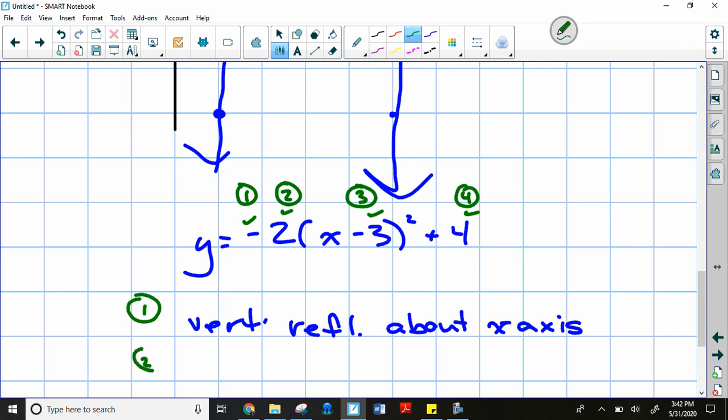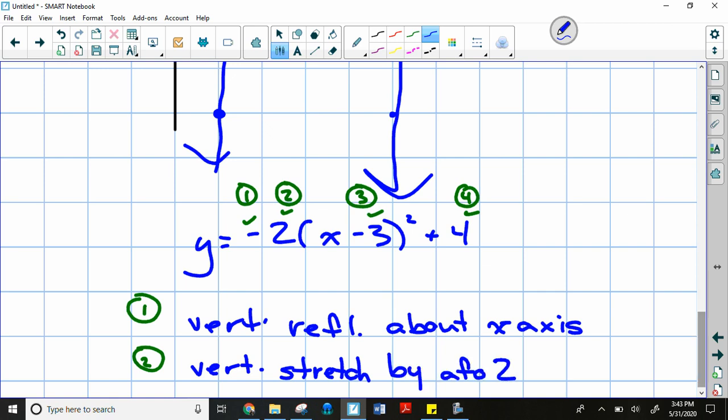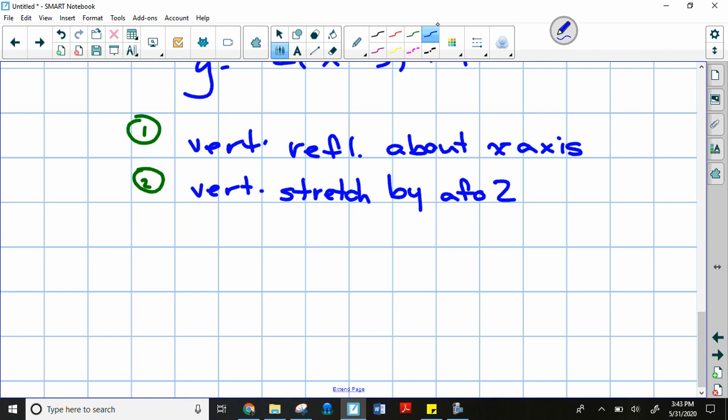That 2, our second thing, we just consider the 2. That's a vertical stretch by a factor of 2. And that just means that the graph is getting skinnier because you're taking it from the top and the bottom and you're pulling north to south. So you're making it super skinny up and down.